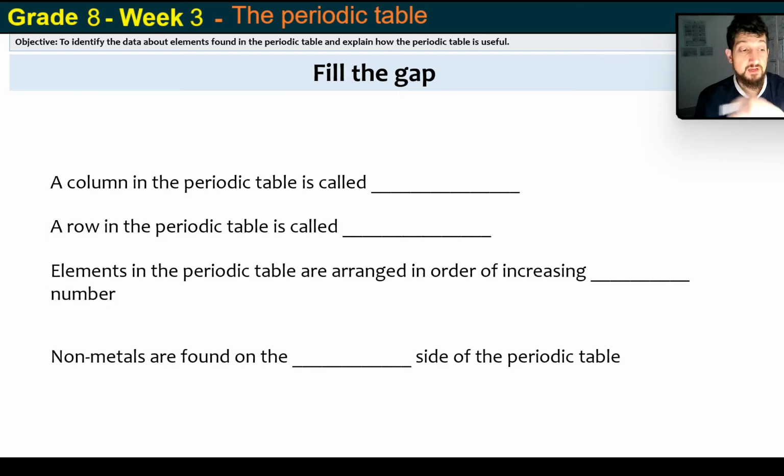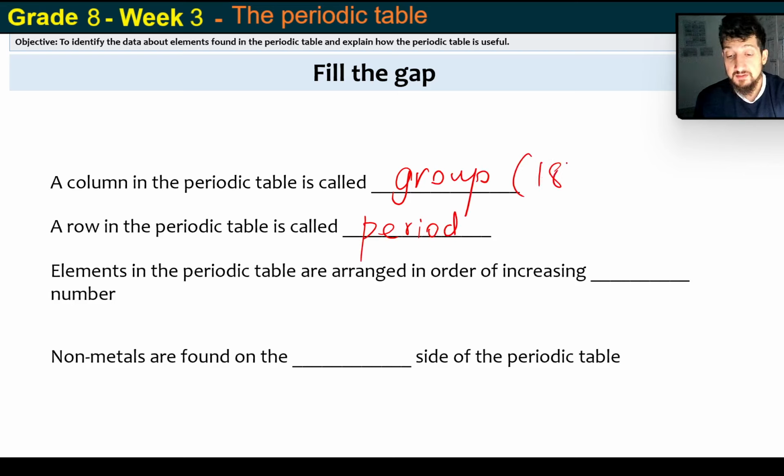Okay, so let's talk about some of what we've learned today. A column in the periodic table is called a group. A row in the periodic table is called a period. And remember, we've got 18 groups and we've got 7 periods. Elements in the periodic table are arranged in order of what? Increasing what number? Hopefully you know by now that it's increasing atomic number, or an increasing number of protons.